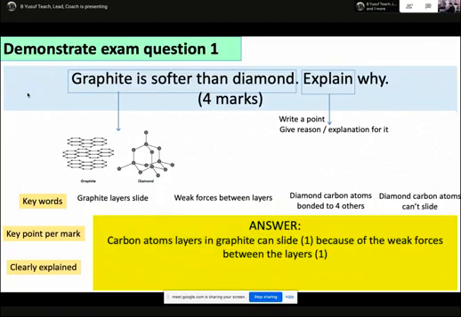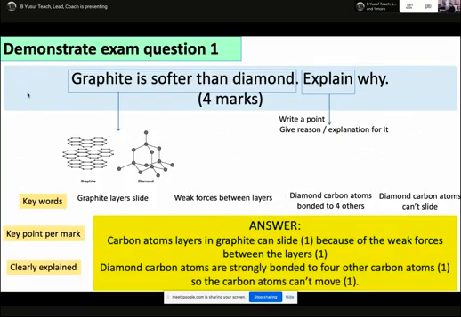Carbon atom layers in graphite can slide for 1 mark, because of the weak forces between the layers for another mark. Diamond carbon atoms are strongly bonded to 4 other carbon atoms for your 3rd mark, so the atoms cannot move for the last mark. If you've got something that is similar to this, that means you've answered that question completely. It's not easy, I know.